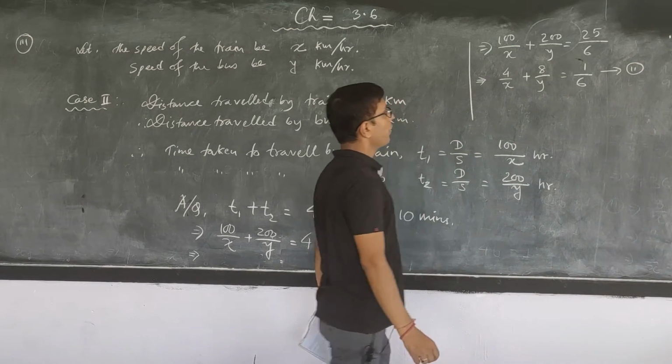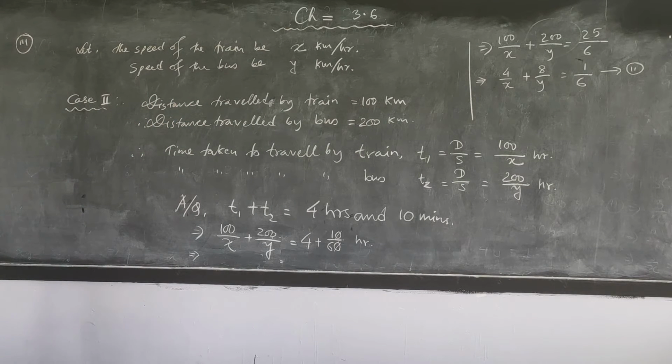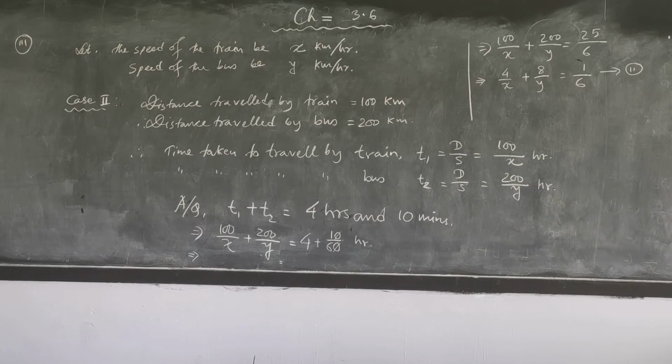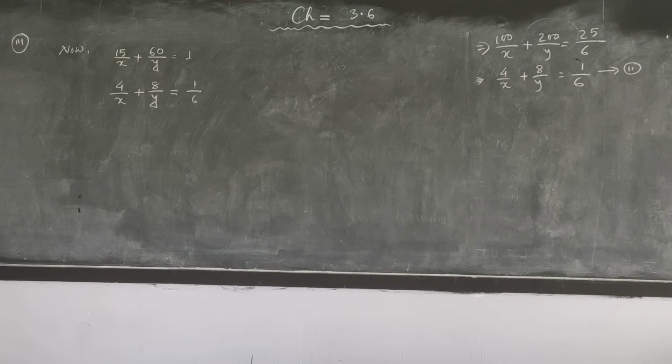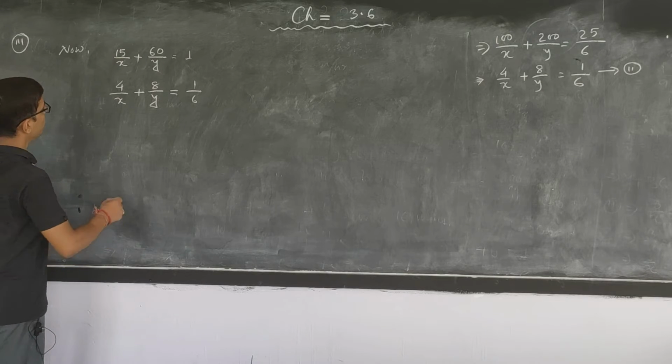Now equation number 1 we had: 15 by x plus 60 by y is equal to 4... is equal to 1. And the second equation we have obtained is 4 by x plus 8 by y is equal to 1 by 6. This is the second case and second equation. After obtaining the second equation, we can solve these two equations to get the value of x and y, that means the speed of the train and the speed of the bus.